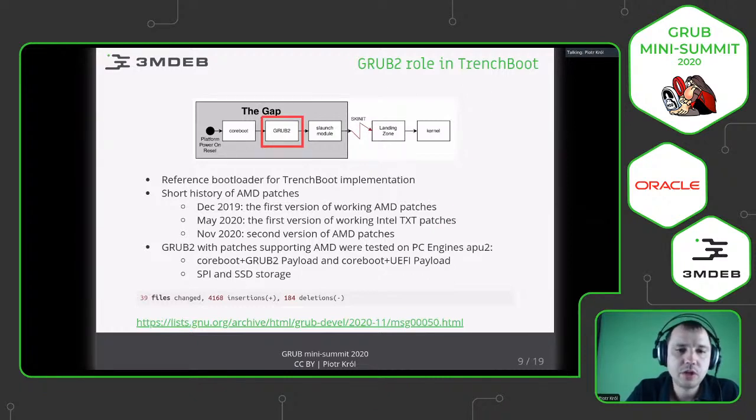In December 2019, around the GRUB2 Mini Summit 2019, we had the first working patches, which we presented to Daniel. There's even a video recording. After the presentation, Daniel did a review and provided his concerns about various pieces of code. Then we took that and fixed it. In May 2020, there was the first working implementation of Intel TXT patches.